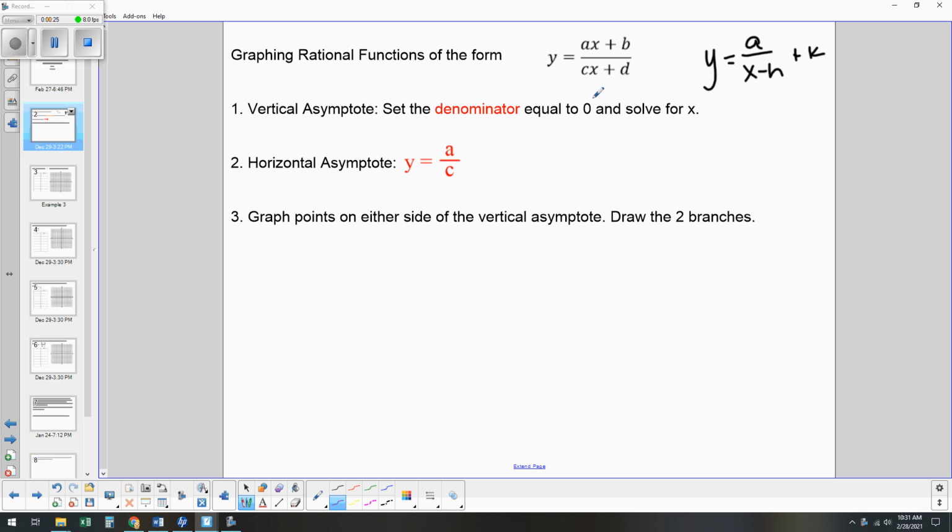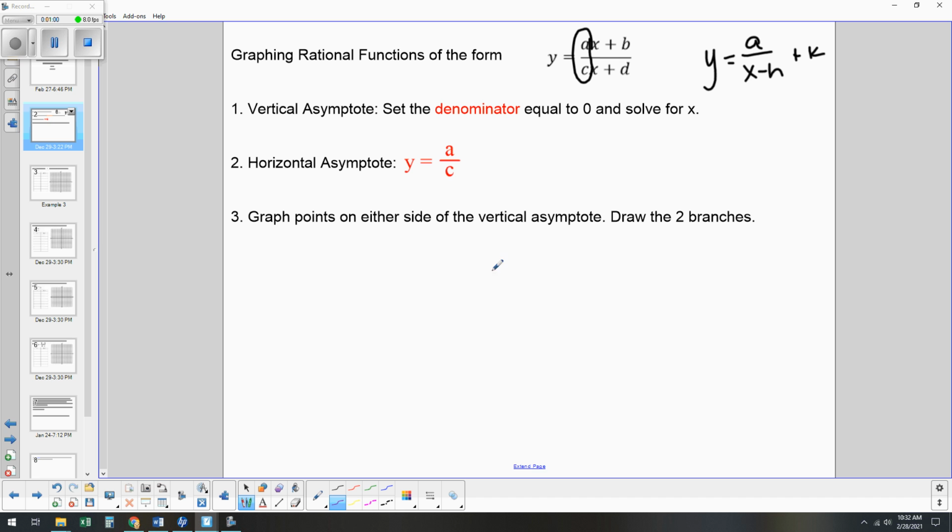So if that's the case, we're not going to have a plus anything afterwards, first of all. For the vertical asymptote, we're going to take the denominator, set it equal to 0, and solve for x. Whatever that is, that's my vertical asymptote. My horizontal asymptote is going to be found using the coefficients, the numbers in front of the x's on both the top and the bottom. Whatever fraction that ends up being, that's the y value of the horizontal asymptote. All right, we're still going to graph our points on either side and draw the two branches.